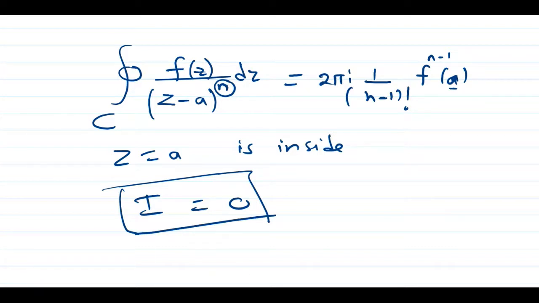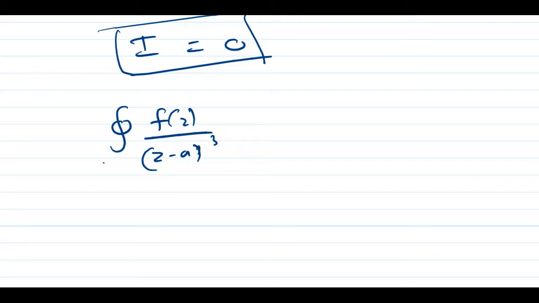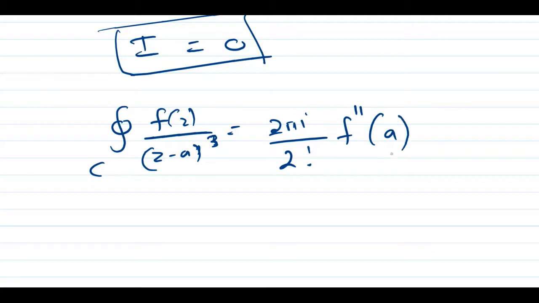So similarly, let us say I have this type of integration: f of z upon (z minus a) cube. This point a is inside. Then this will be 2 pi I times 1 divided by (n minus 1) factorial. Here n is 3, so 3 minus 1, that means 2 factorial, into how many times will I differentiate? N minus 1 times. N is 3, so I will differentiate 2 times. I will get f double dash z, and then in place of z I will substitute z equal to a. So this is the value of this integration.